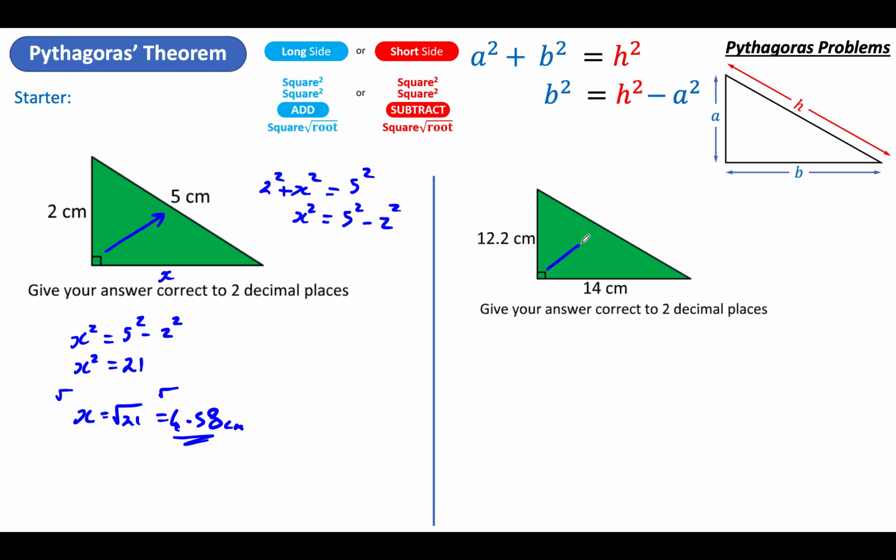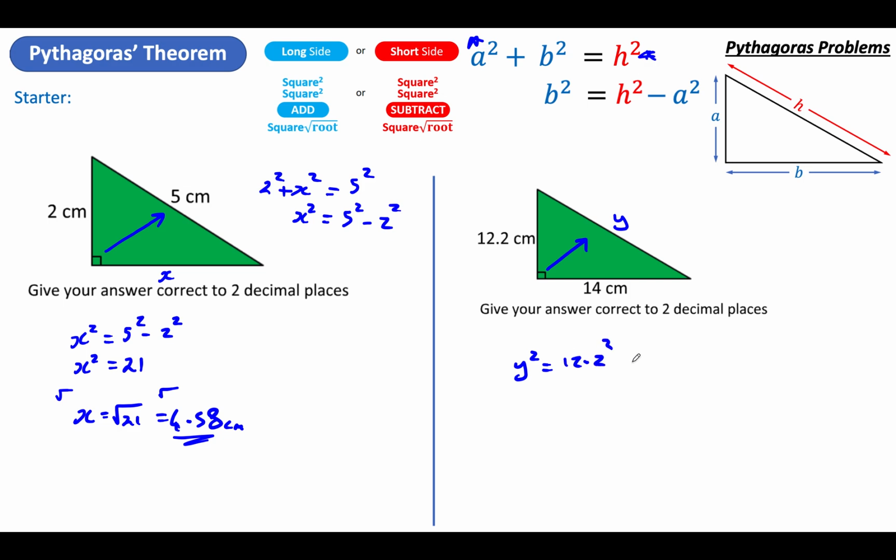Okay, right angle there. It points to that side. So that is the long side. We are finding the long side. We need to square, square, add, and then square root. Remember, this is just the basic version of the Pythagoras up here. A squared plus b squared equals h squared, or some people put c squared. Doesn't really matter what letter you use, it's the same thing.